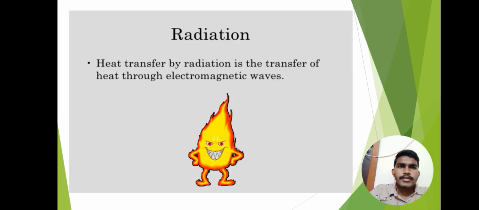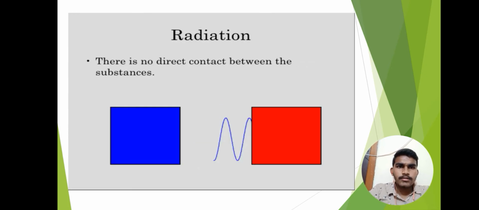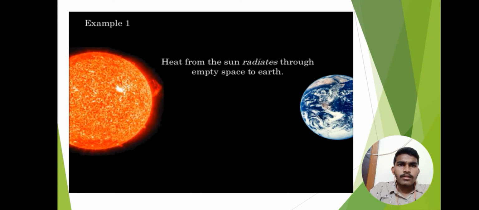Radiation. Heat transfer by radiation is a transfer of heat through electromagnetic waves, as we discussed above in the previous slide. There is no direct contact between the substances. In conduction, there is direct contact, and heat from the sun radiates through empty space to the earth. Here we can see that no medium is needed for radiation.